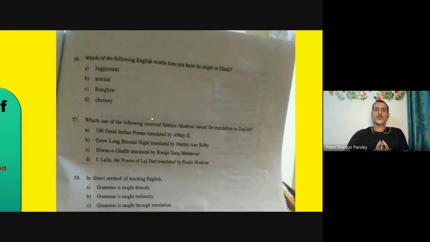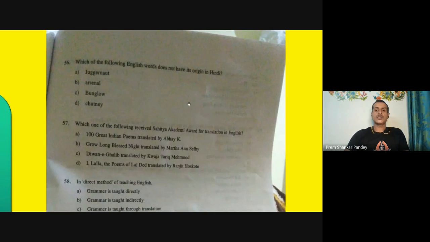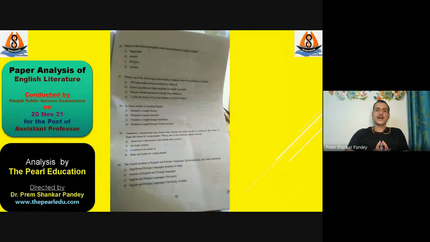Which of the following English words does not have its origin in Hindi? It is not taken from Hindi words. Juggernaut, arsenal, bungalow, chutney. The right answer is B, arsenal. Juggernaut is taken from Jagannath, that's the temple from Odisha. Bungalow and chutney all have their origin in Hindi.